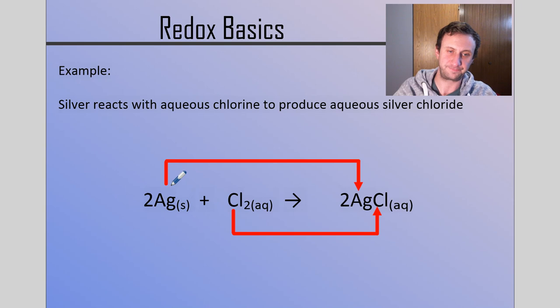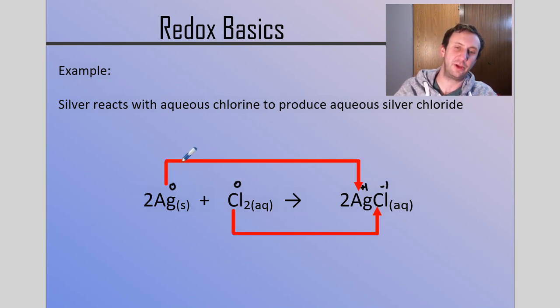So to start off, if I take a look at my reactant silver, that has a charge of 0. It's an element. It doesn't have a charge. Chlorine would also be a charge of 0 here. So silver goes from 0 to having a positive 1 charge when I look at silver chloride, right? Silver in an ionic compound is positive 1, while chloride would end up being negative 1.